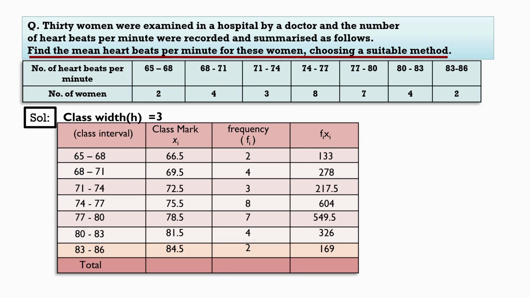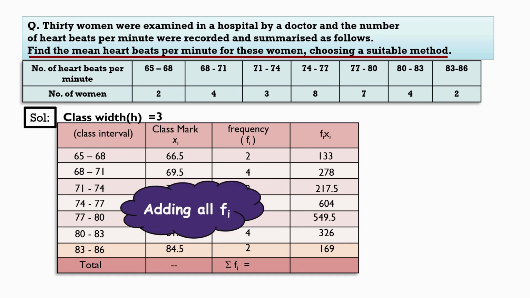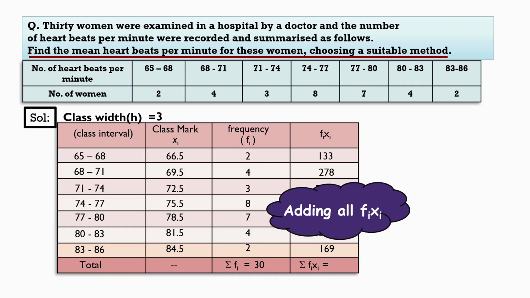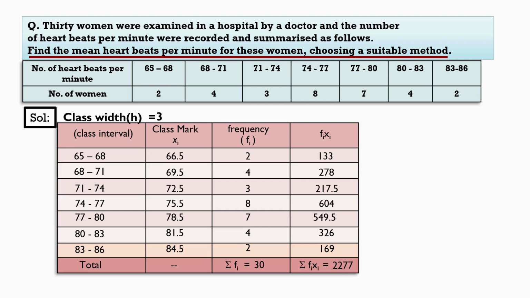So now next step will be to find the summation of Fi. So we have to add all Fi's. Okay. So now we got summation of Fi. Then next step is to find the summation of Fi Xi. That means we have to add all Fi Xi. So this is the summation of Fi Xi value.